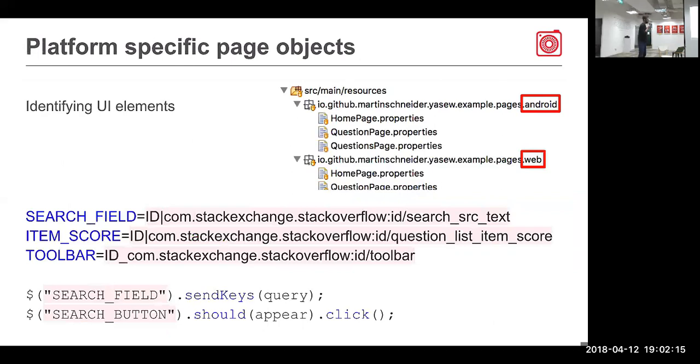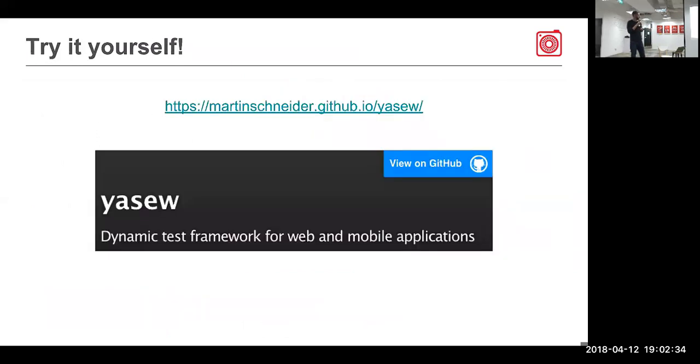So this here is a property file that says, okay, this is called the search field, map it by ID, and then give the ID. So you also encapsulate the UI identifiers away from your code. And you're separated from your code. Yeah, I will demo the thing shortly. If anyone's interested, everything's open source. It's very similar to what we use at Carousell.